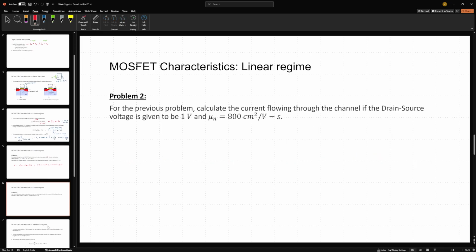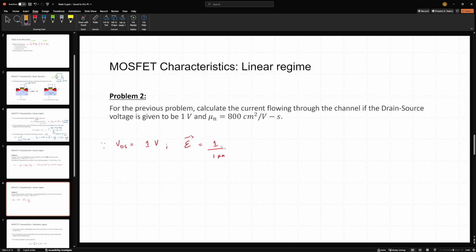So to use that, we have the follow-up question, which is in the previous problem, calculate the current flowing through the channel if the drain source voltage is given to be 1 volt and the mobility is given to be 800 centimeter square per volt second. So this is the unit for the mobility of the electron. Since VDS is equal to 1 volt, the electric field will be 1 divided by 1 micron, in appropriate units.